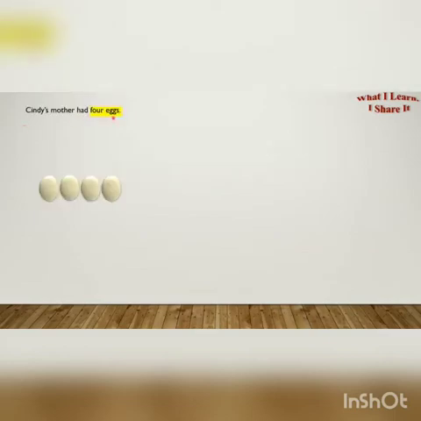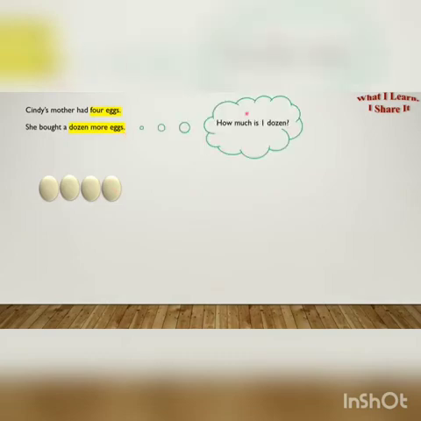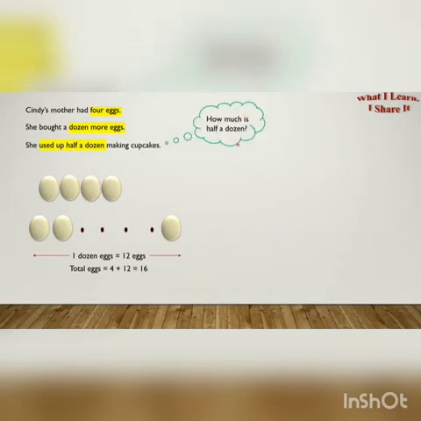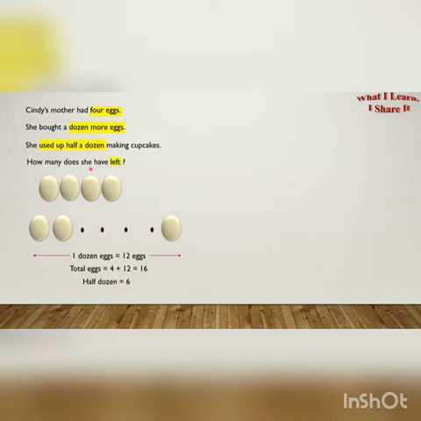Cindy's mother had 4 eggs. So here are the 4 eggs. She bought a dozen more eggs. How much is 1 dozen? Right, 1 dozen is 12 eggs. The total eggs are 4 plus 12 equals 16. She used up half a dozen making cupcakes. How much is half a dozen? Half a dozen is 6. How many does she have left?